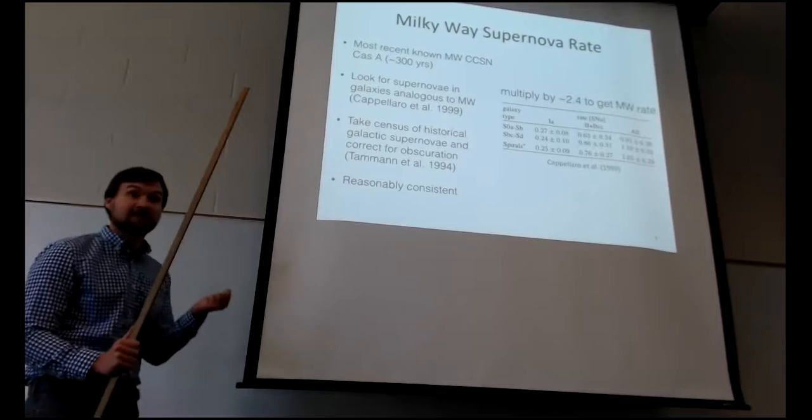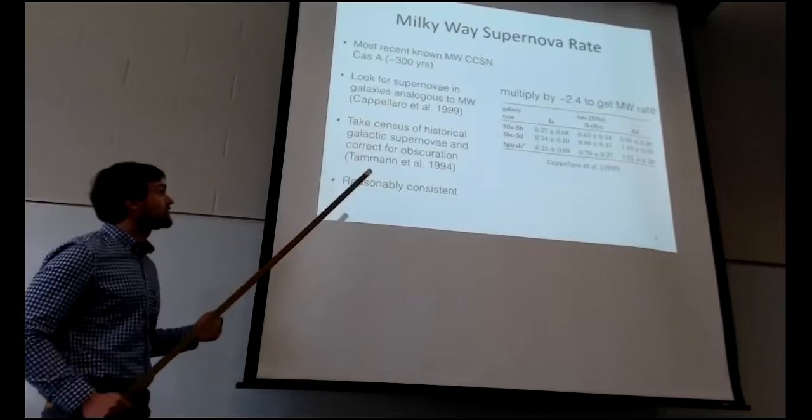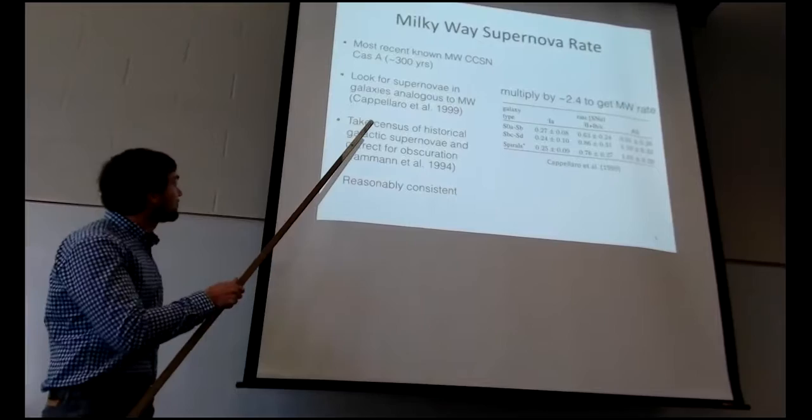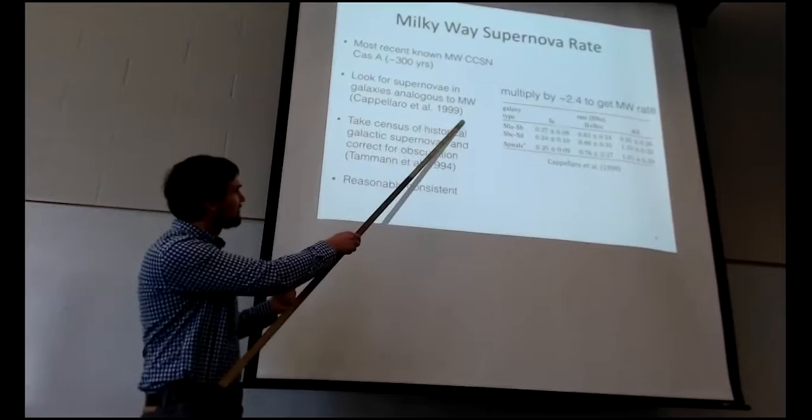Another way is to look at supernovae and galaxies that are somewhat analogous to the Milky Way. So this was done by Cappellaro et al. in 1999 and some other groups earlier than that. But this is really the latest work on this, so it's not something that people look at too much.